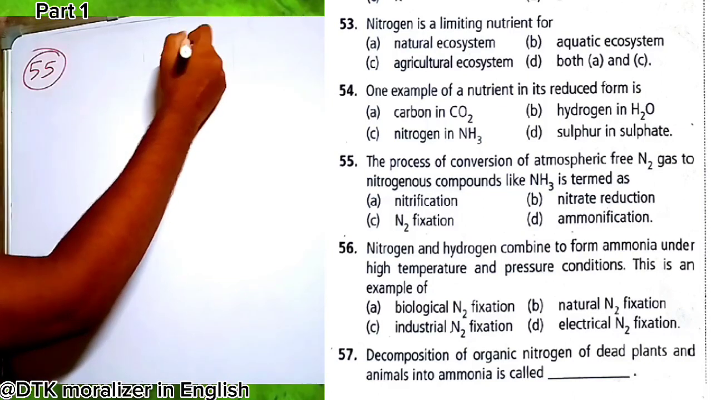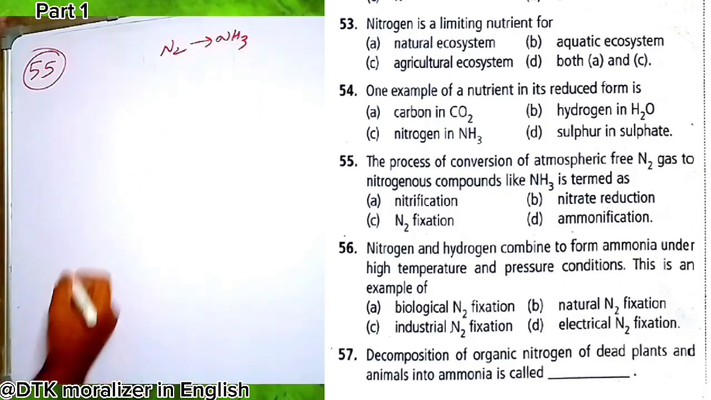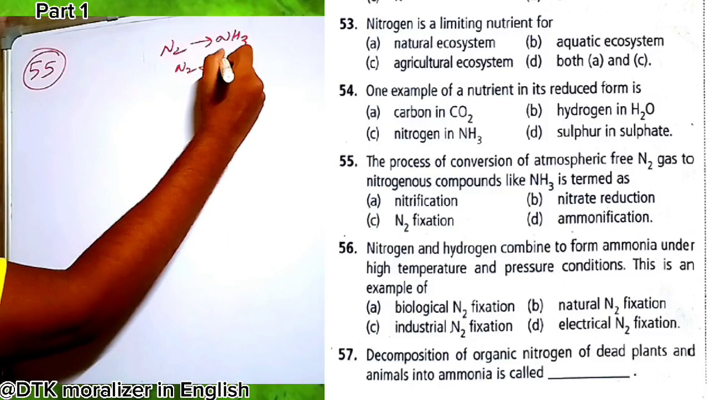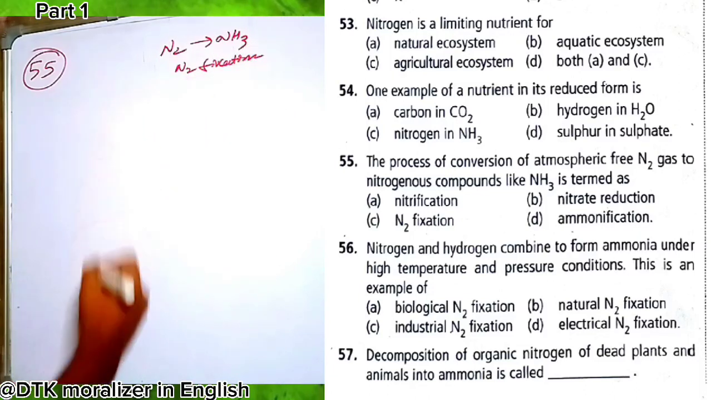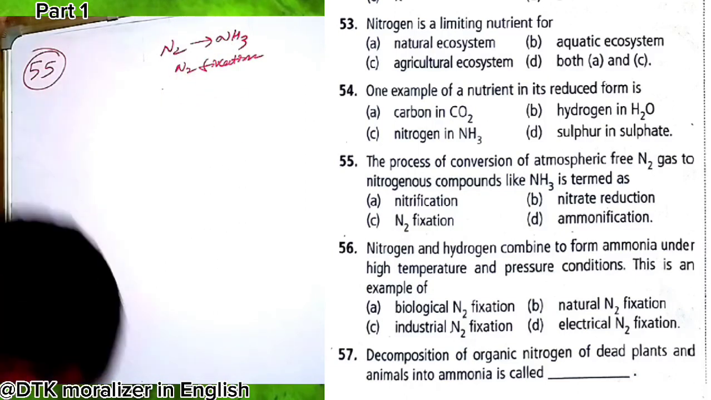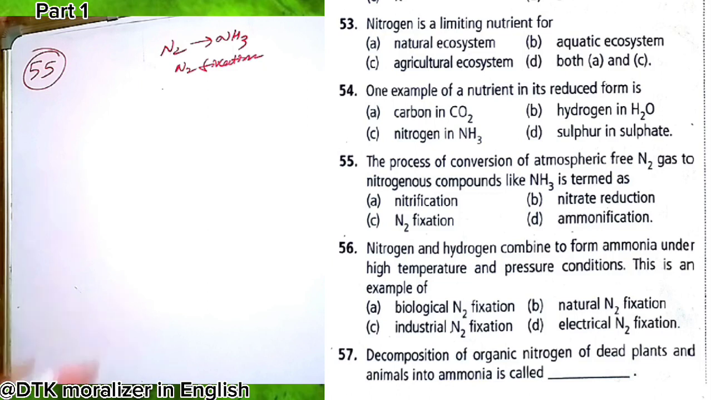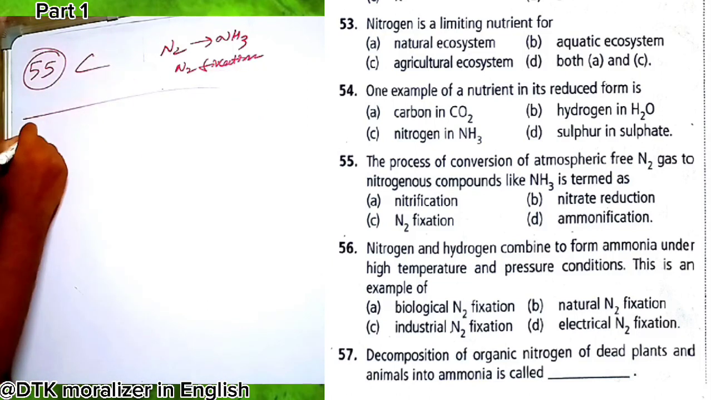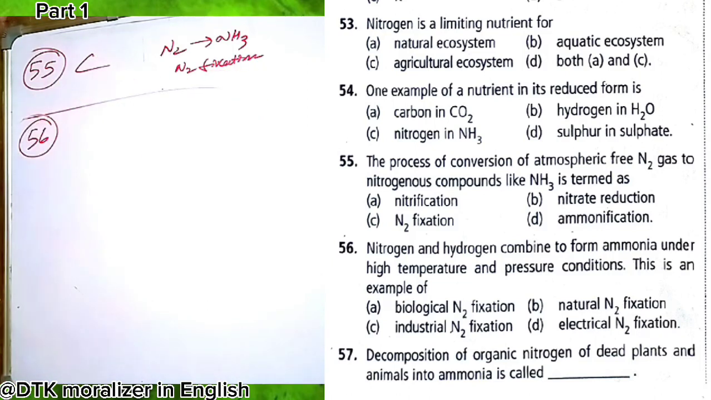Now question number 55. The process of conversion of free N2 gas to nitrogenous compounds like ammonia is termed as. Here N2 to ammonia is N2 fixation. For this, option C.